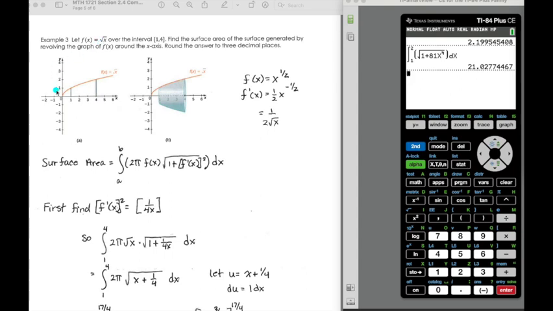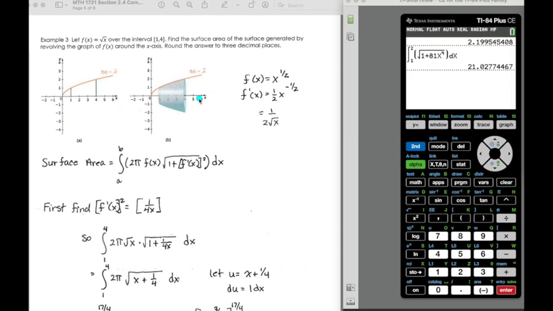So here's my function, square root of x, and we're going to do this from 1 to 4. So we're doing it in this area here where I'm coloring this blue. When we rotate that around the x-axis, we get this image right here.